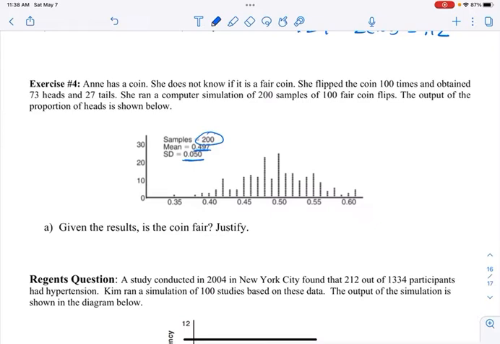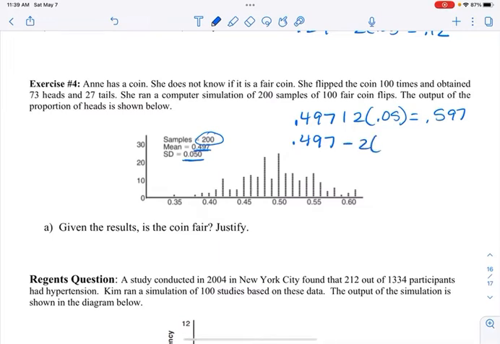Well, the coin is fair if it falls within 2 standard deviations of that mean. So I'm going to take the mean and I'm going to add 2 times the standard deviation. So 2 times 0.05 is 0.597. Oh, and that should have been a 7. Sorry, I wrote a 2 back there. And I'm going to take the mean, 0.497, and subtract 2 times the standard deviation, and that's 0.397.